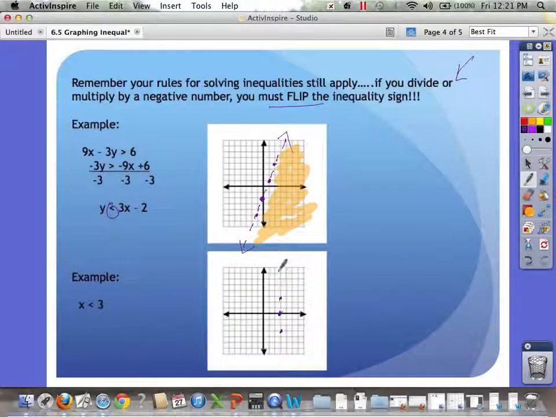It says less than, so it's going to be a broken dotted line. And it says shaded less than, so that means all numbers less than x is 3, so that would be this side. Okay?